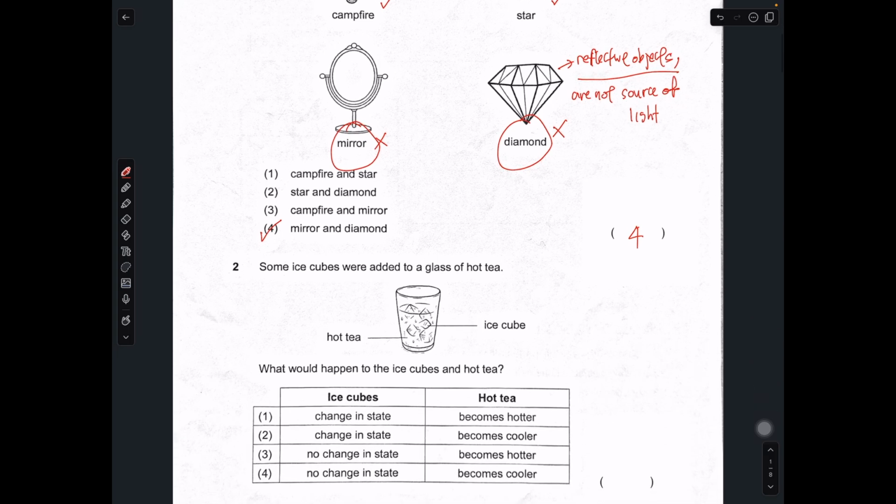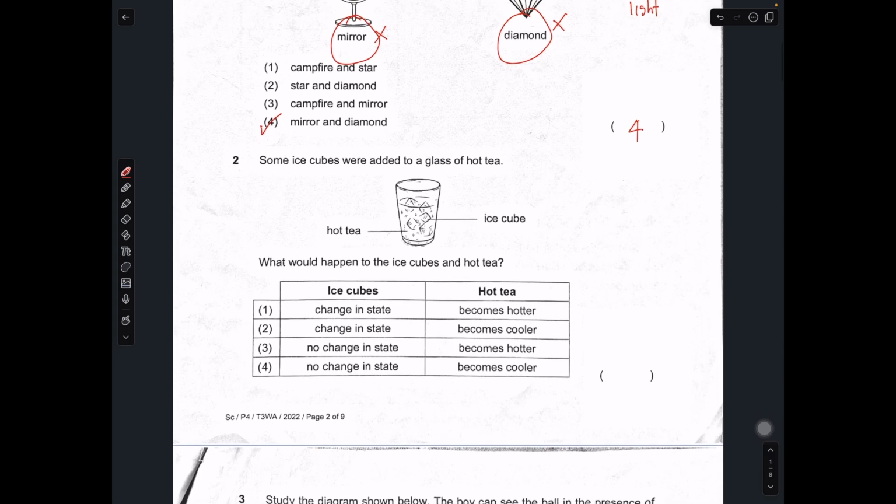Okay. So over here, some ice cube were added to the glass of hot tea. The ice cube is at a very low temperature. Let's take it as it's at 0 degrees. The hot tea probably is about at 90 degrees Celsius, very hot. So what will happen to the ice cube and the hot tea? You throw in the ice cube. After a while, you will have realized that ice cube has melt.